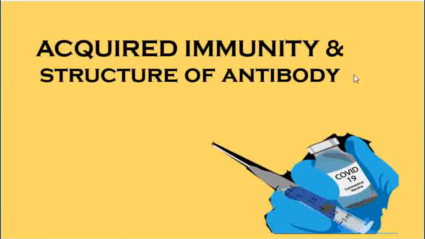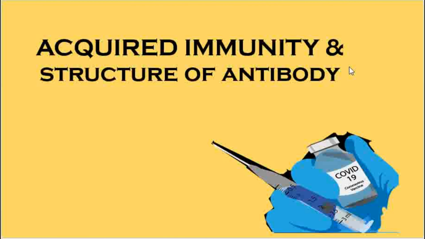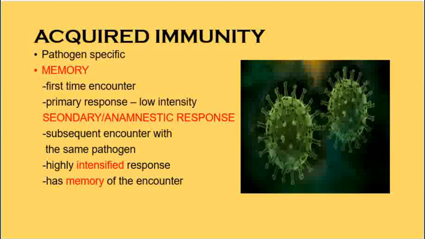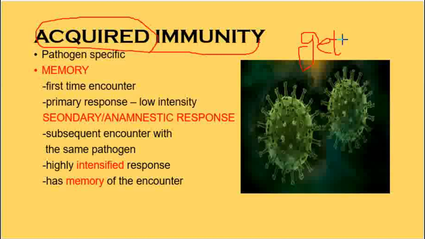So come, let's first discuss what an acquired immunity is. You acquire it from outside. It's not like the innate one, you get it. For example, a vaccine. That type of immunity is an acquired immunity after getting a vaccine shot. It's not like the innate immunity which is present from birth in your body. And this acquired immunity is pathogen specific.